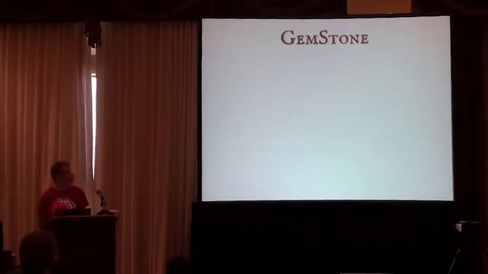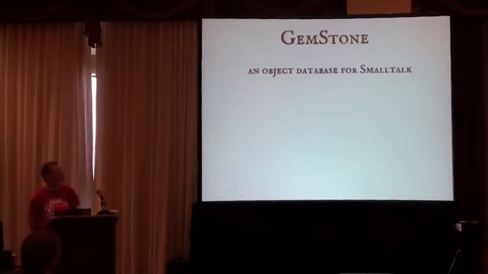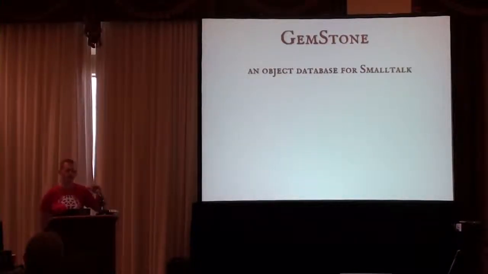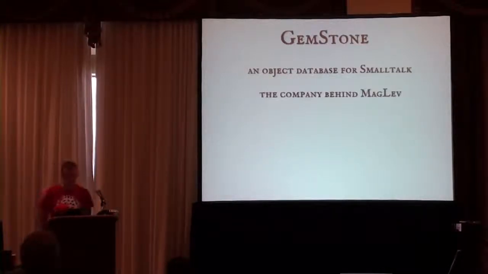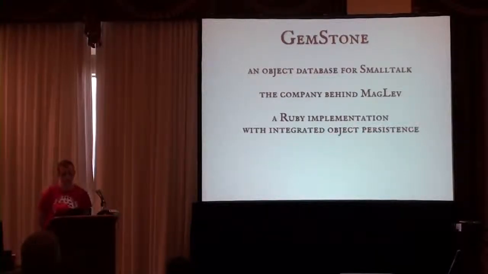Well, basically because Smalltalk had this wonderful thing called GemStone, which is an object database for Smalltalk, and it's a way to persist objects and share them between processes that is totally transparent from the point of view of your system. You basically have objects and they're there without any explicit saves, reads, and so on. And it's also the company behind MagLev, and MagLev is a Ruby implementation with integrated object persistence. So what they're trying to do is bring GemStone to Ruby.